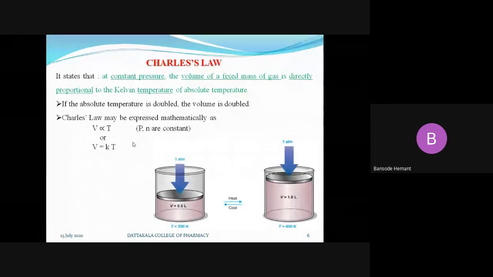So let's see here. Initially the pressure is 1 atmosphere and the volume of gas is 0.5 liter, but the temperature is 200 Kelvin. So if you provide heat to this cylinder, what will happen? The volume will increase. The volume gets doubled because we have doubled the temperature. That means by increasing the temperature of the cylinder or the vessel of the gas, what will happen? The volume of gas will change.